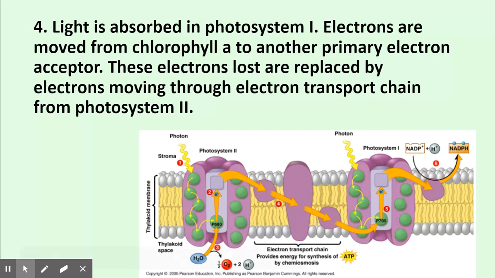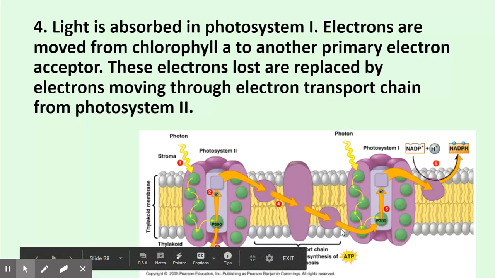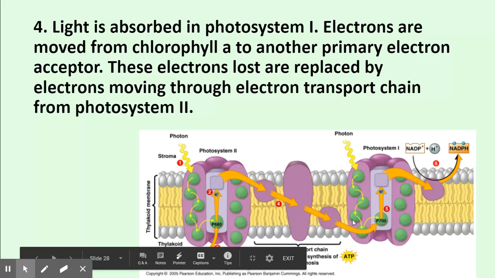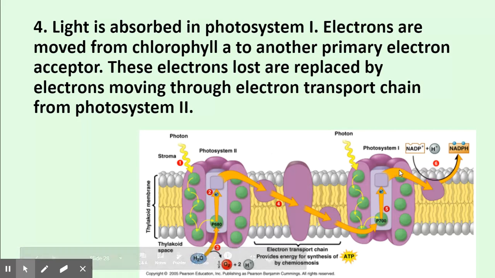Once that electron is passed through the electron transport chain, more light's going to be caught in photosystem 1. The electrons are passed through photosystem 1, and then ultimately they're going to help with NADP plus binding with hydrogen and making NADPH, a form of energy that we're going to use in the Calvin cycle later.